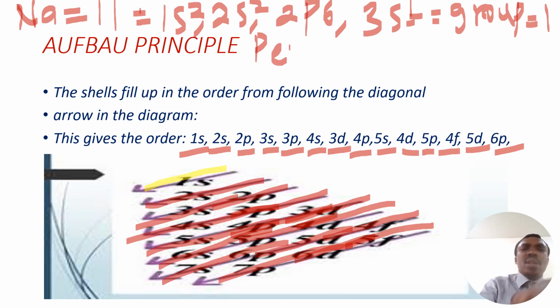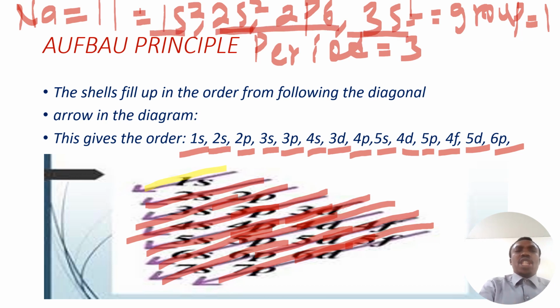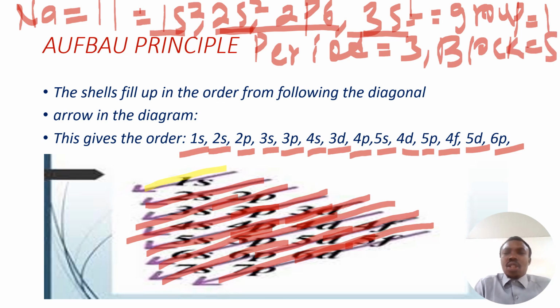Then the period is the number of shells. So period 3, which is the first shell, the second shell, and the third shell. Then the block is an S block element. So in the periodic table, sodium belongs to group 1, period 3, and is an S block element.